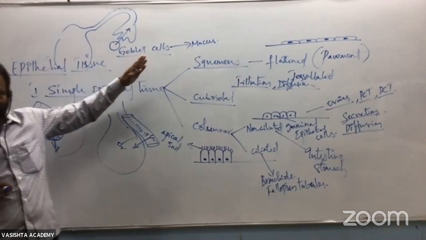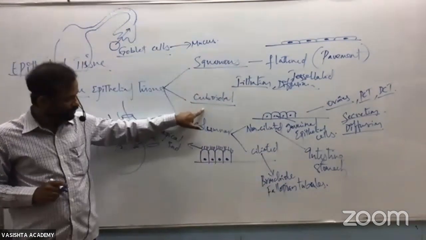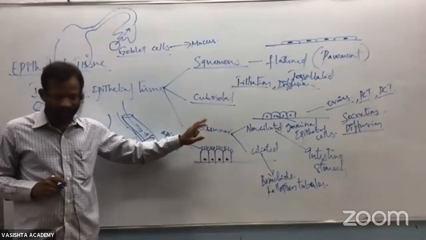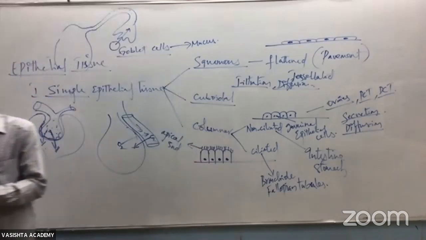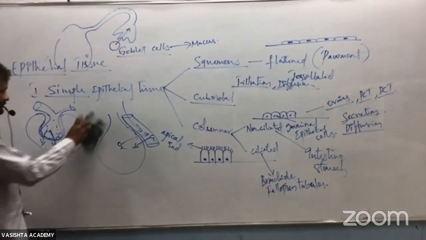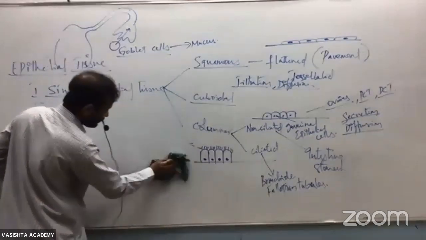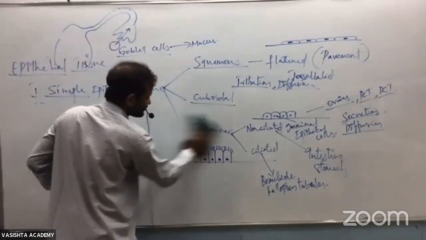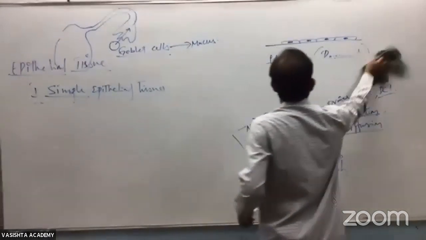So what are the total 4 types of cells, tissues? One is squamous, cuboidal, non-ciliated columnar, ciliated columnar. So with examples you have to remember. Right. Now the second type of epithelium is pseudostratified.